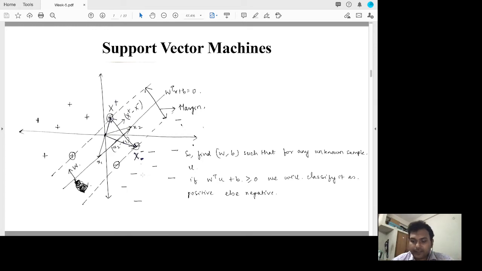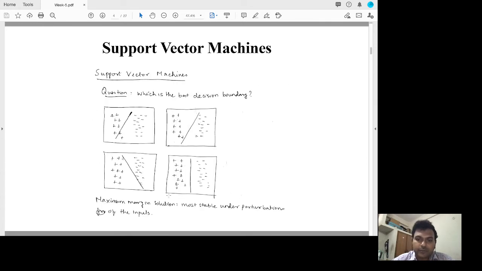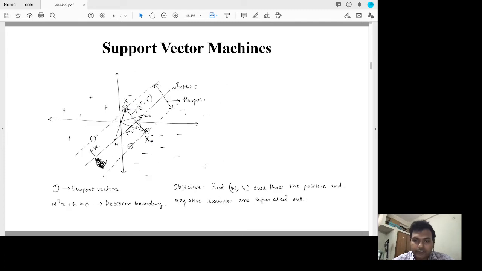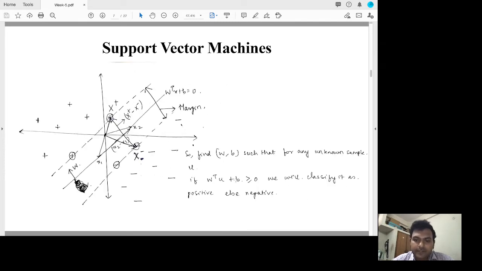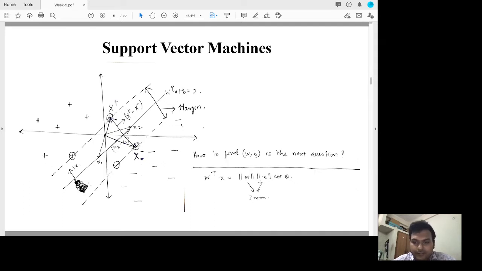So this is exactly analogous to what you have already done intuitively in the fourth diagram. You take a point and do W transpose X plus B; if it is less than 0, it will come to the left side. If W transpose X plus B is greater than 0, it will come to the right side, and depending on the sign of that quantity you will classify it as one of the two classes. That is exactly the same thing that you have already done. I have just put it in terms of an equation: if W transpose U plus B is greater than 0 we'll classify it as positive, else negative. So far so good.